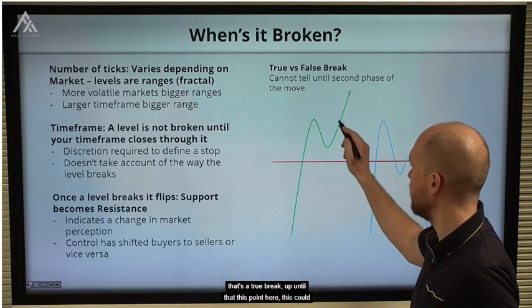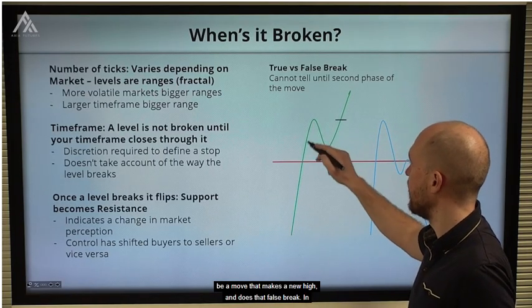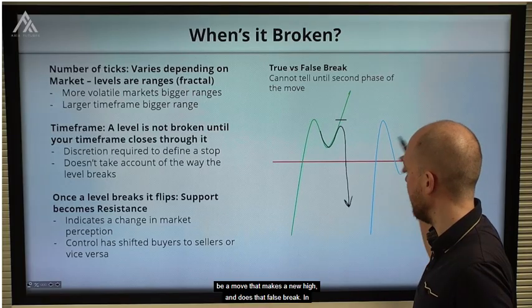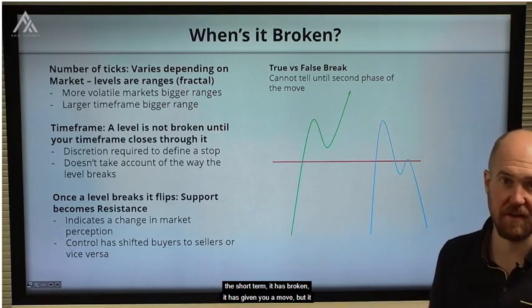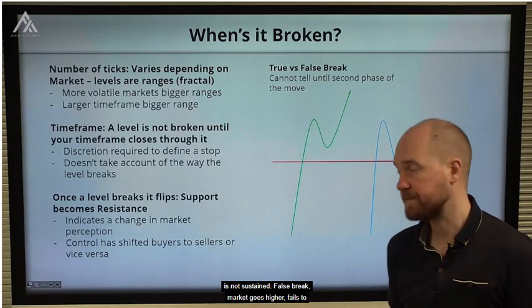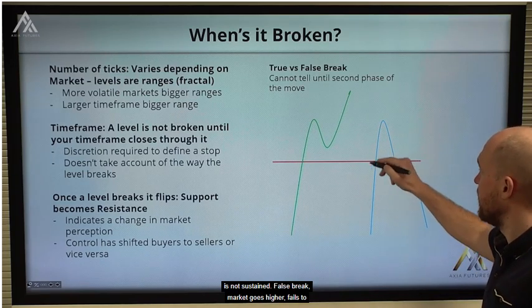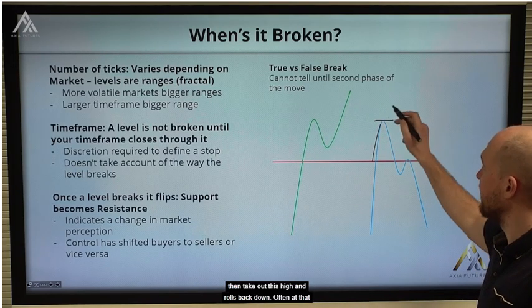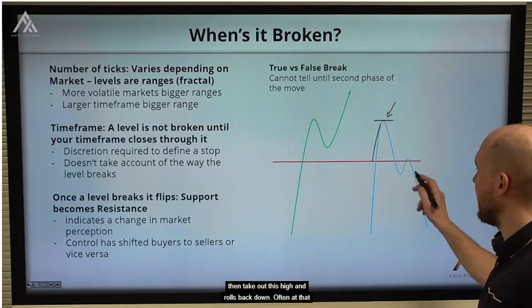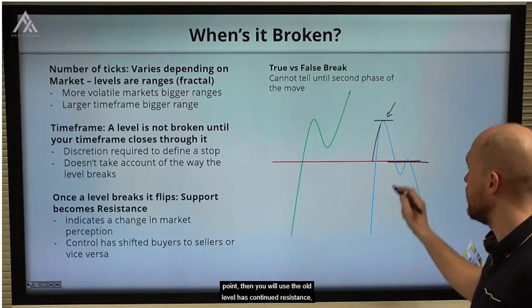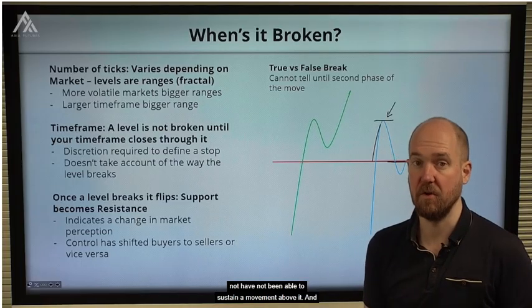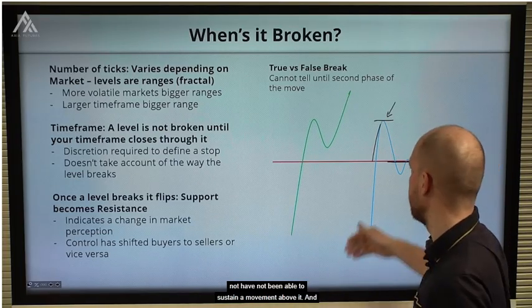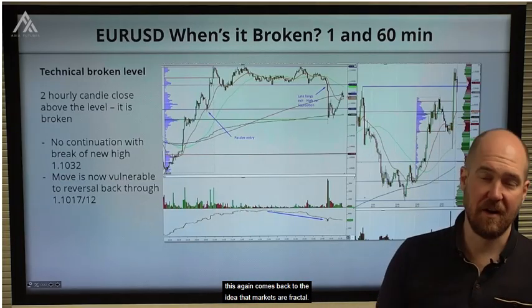Up until this point here, this could be a move that makes a new high and does that. False break. In the short term, it has broken, it has given you a move, but it has not sustained it. False break: the market goes higher, fails to then take out this high and rolls back down. Often at that point then, you will use the old level as continued resistance. The market has not been able to sustain a movement above it. And this again comes back to the idea that markets are fractal.